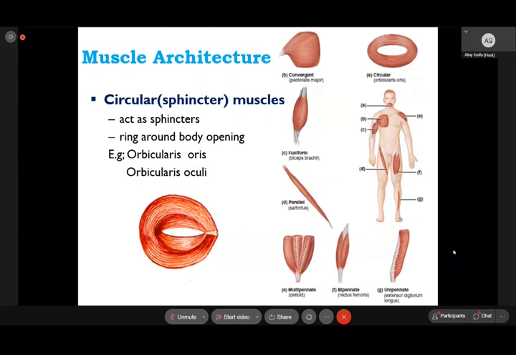Now there are also circularly arranged muscles, which most of the time act as a sphincter used to control the opening and closing of lumens. For instance, orbicularis oris, and orbicularis oculi, which is found around the eyeball.